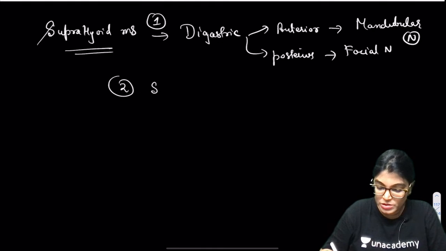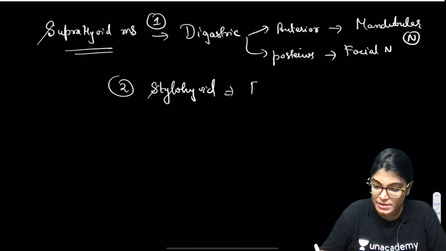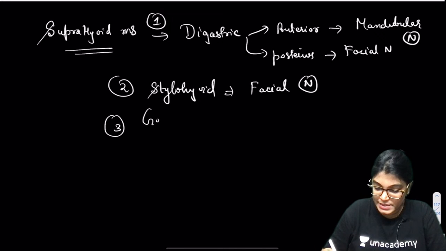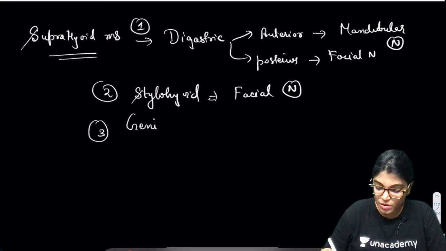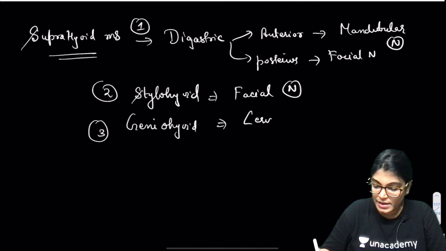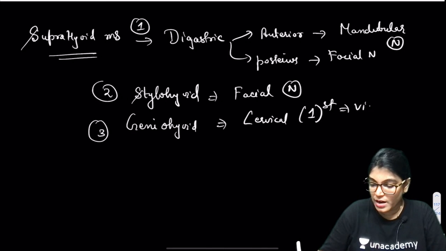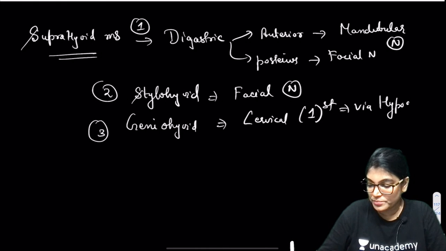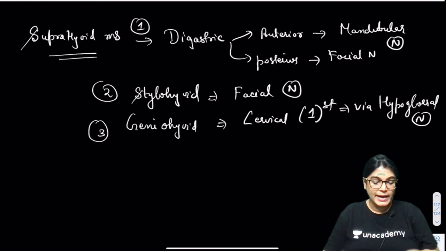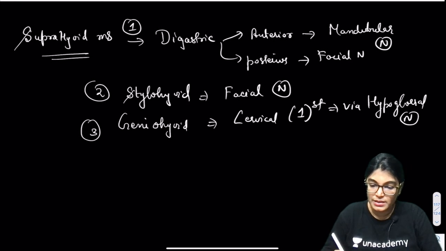Now talking about the stylohyoid muscle, it gets innervation from the facial nerve. The geniohyoid muscle gets innervation from the first cervical nerve, which is passing via the hypoglossal nerve. Absolutely right, Akshit, but infrahyoid by the ansa cervicalis, but not all. I will also tell it there.